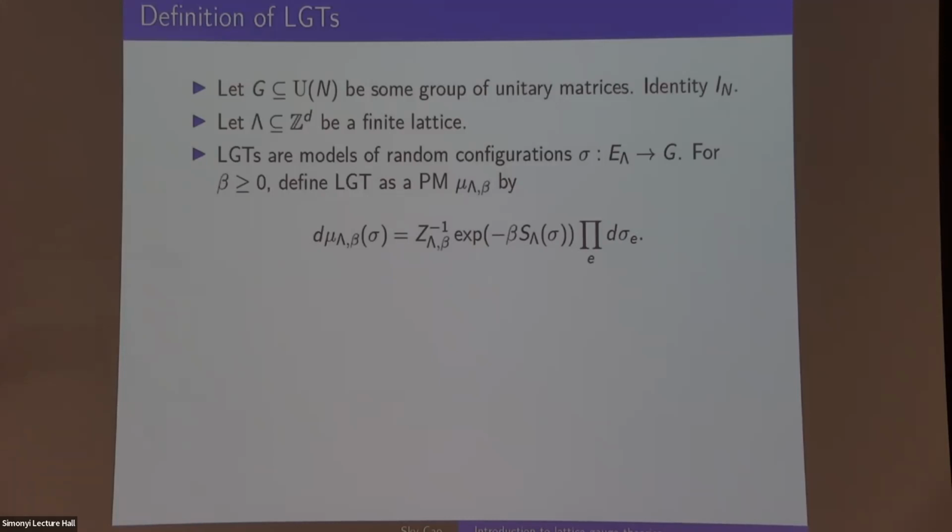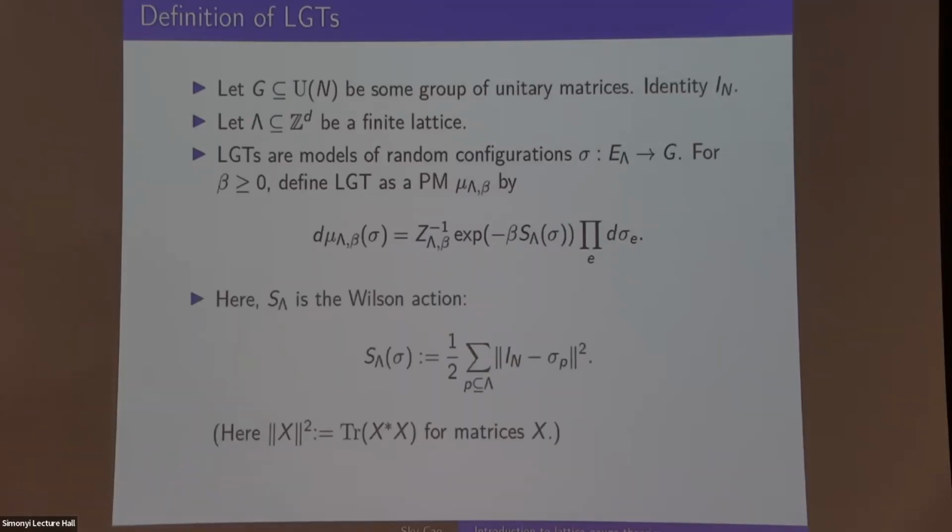Because you can think of this configuration space as just the product of many copies of G, one copy for each edge. So I just take the product Haar measure, that gives me my base measure. And then the value of this density at a given sigma is just some normalizing constant times e to the minus beta, some action of sigma. And so I need to define this action. That's what I'll do next.